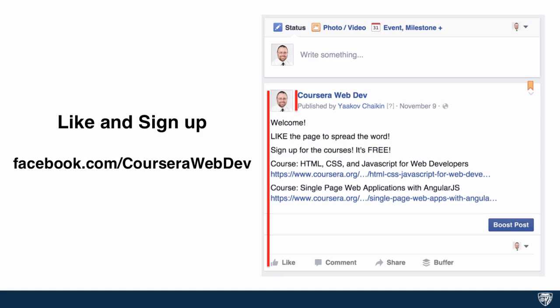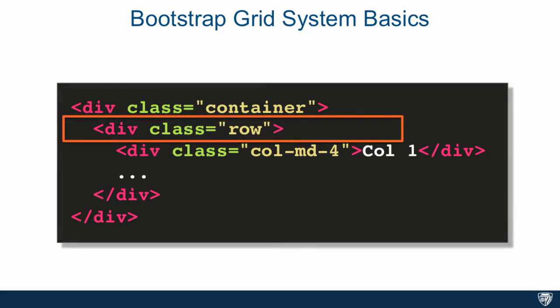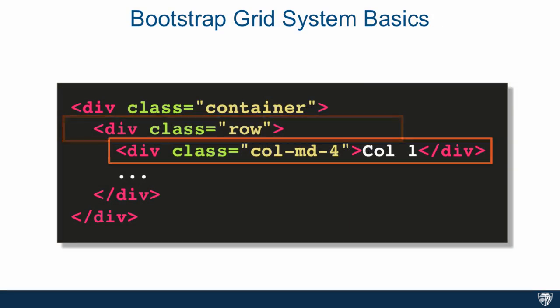At the same time, Coursera WebDev and published by Yaakov Chaikin is also very much aligned, and it gives it such structure that it's pleasing to the eye, and there are certainly plenty of studies about the fact that this is the way the human eye actually follows a web page. Okay, so that's what the row class does. Let's move on to the columns.